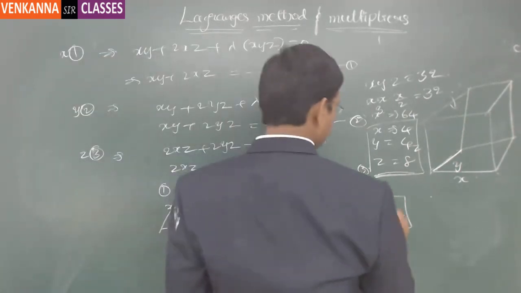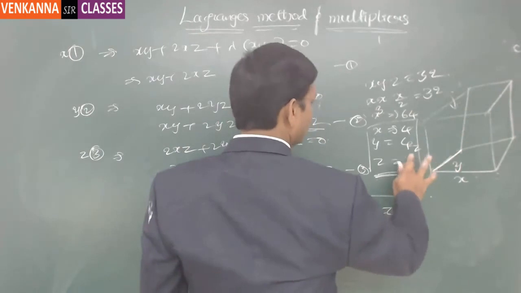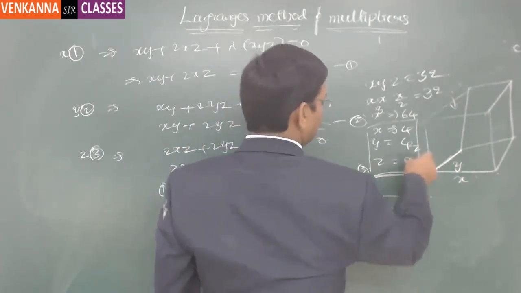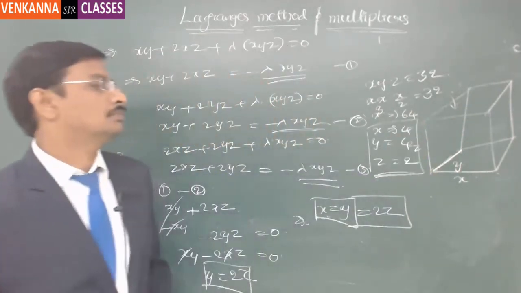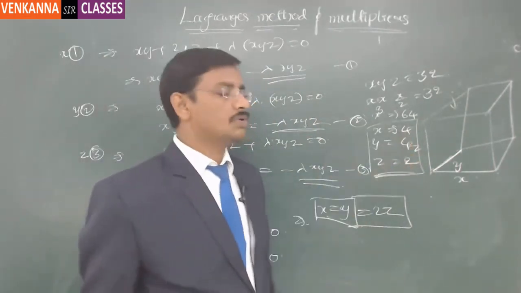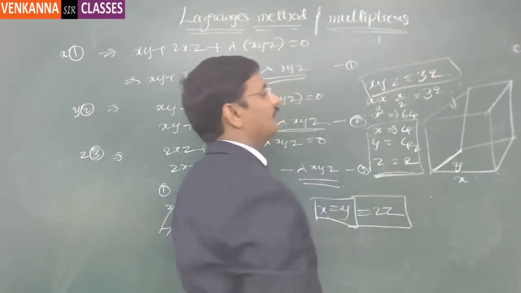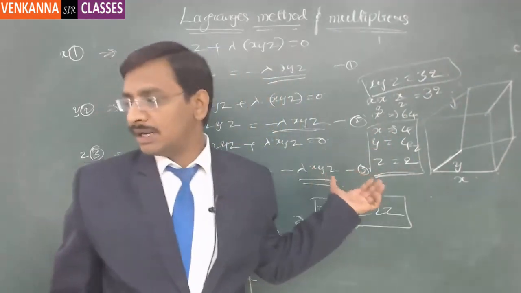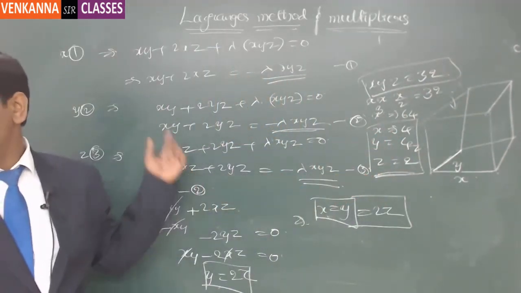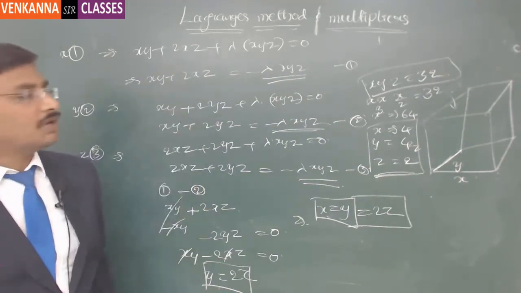Sorry, z is equal to x by 2. Yeah, x by 2 is 2. So 4, 4, 2. So 16 into 2, which is equal to 32. So done. It is satisfying this condition, and the least material that you are going to get is the surface area that we have generated.